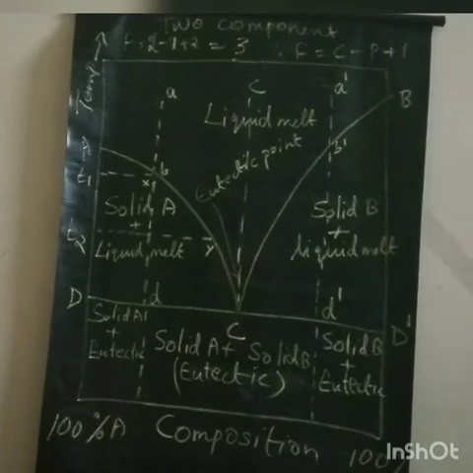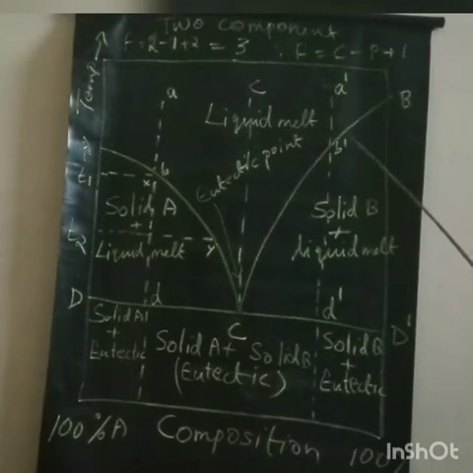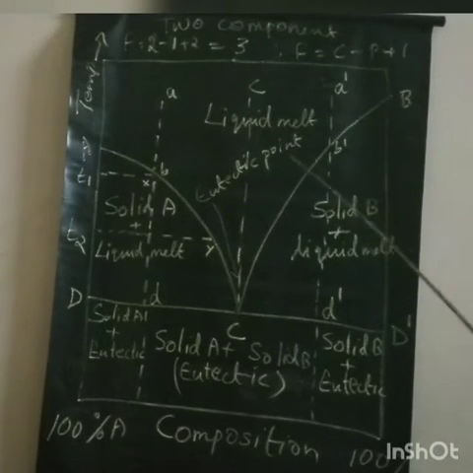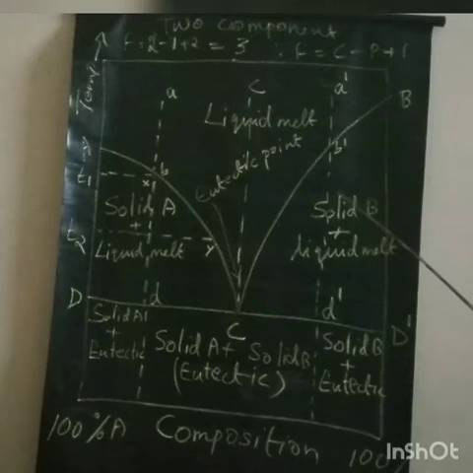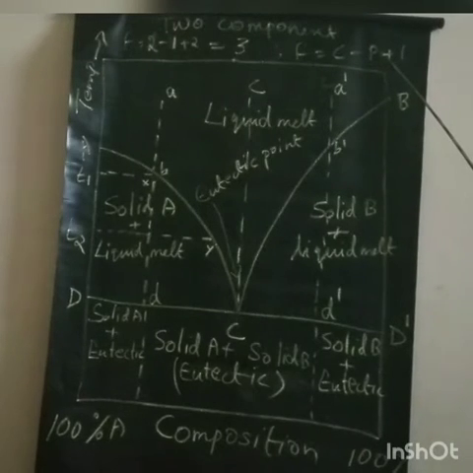Okay. And here the curve BC represents, similarly, the freezing point curve of B. So that shows the decrease in freezing point of B on the addition of small quantities of A. So there also exists an equilibrium between solid B and liquid melt. And here again, the number of degrees of freedom will be 1.